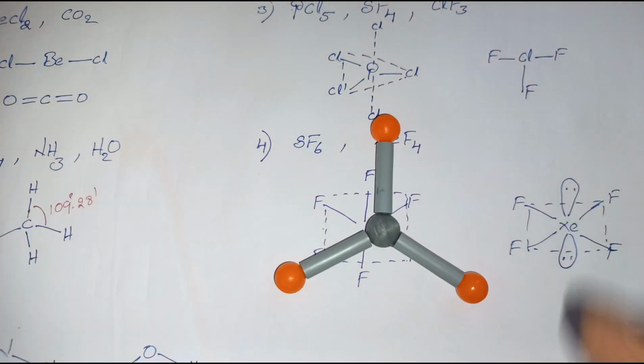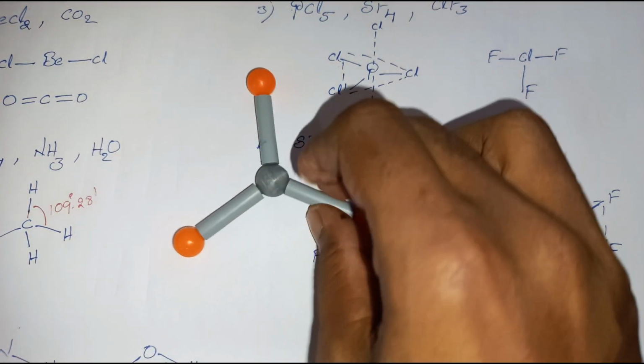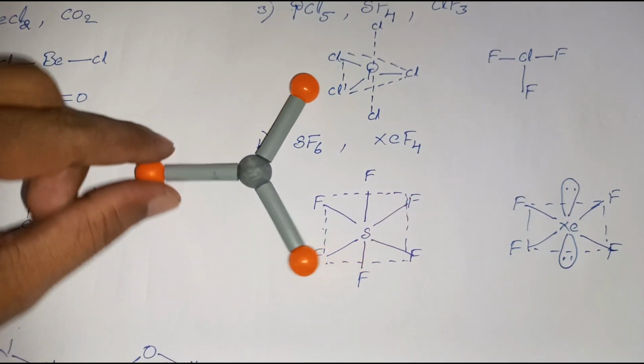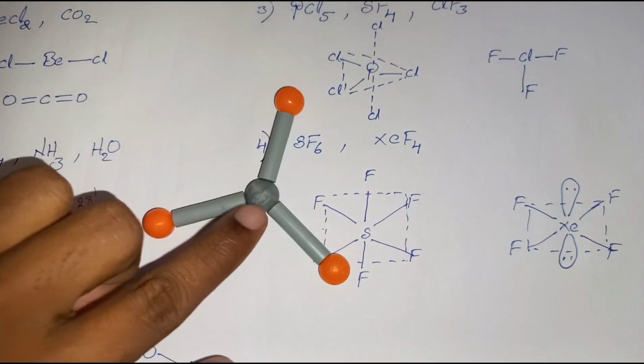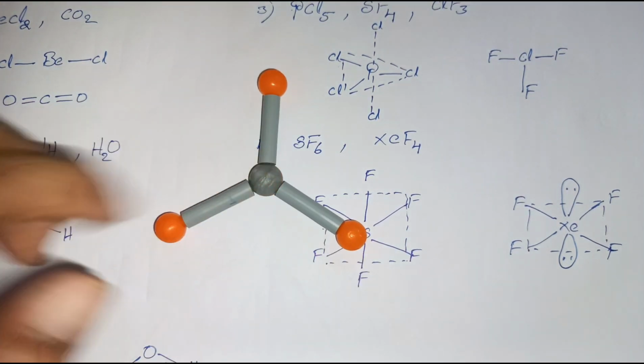Next, which molecule is this? It looks like BF3, boron trifluoride. This is the boron with three fluorines. It looks like a trigonal planar arrangement. All the atoms are in the same plane. This is a planar molecule. The bond angle in BF3 is 120 degrees.